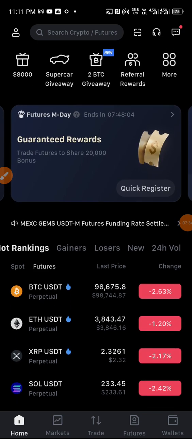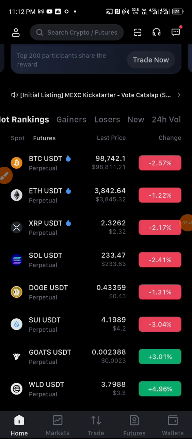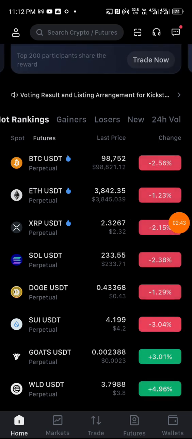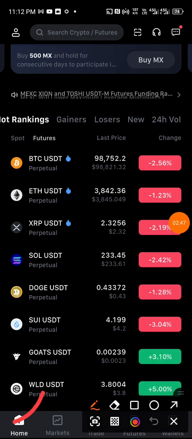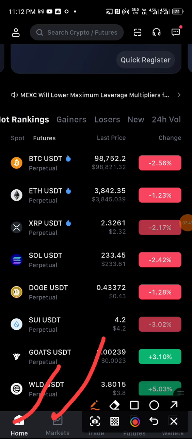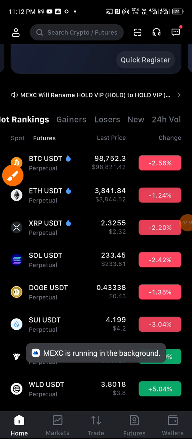You can see down here there is market, there is trade, and also there is feature, and there is also wallet, which are here. This is the home. We're already here. This is the market. This is the trading. This is the feature, and the other is assets.